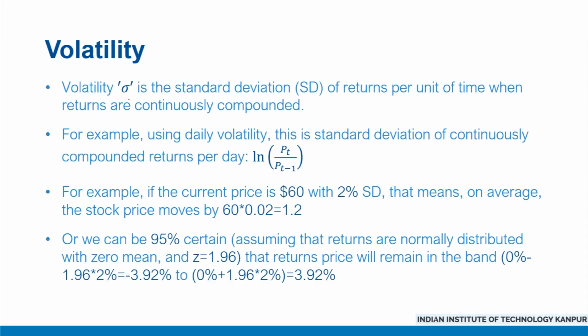Recall that volatility, denoted by sigma, is the standard deviation of returns per unit of time when returns are continuously compounded. For example, when we are considering daily volatility, this is the standard deviation of continuously compounded returns per day. The formula for continuously compounded returns is the natural log of P_t upon P_t minus 1. And when you take the standard deviation of continuously compounded returns for a period, let's say a day, that number is the standard deviation of daily returns.